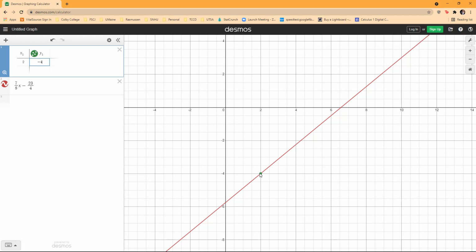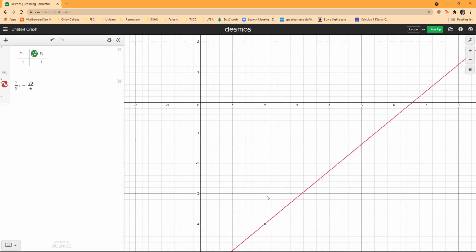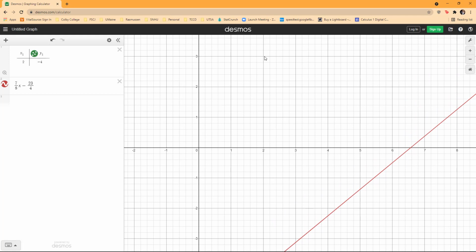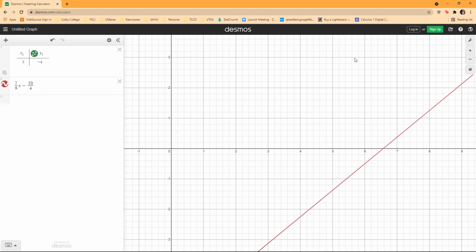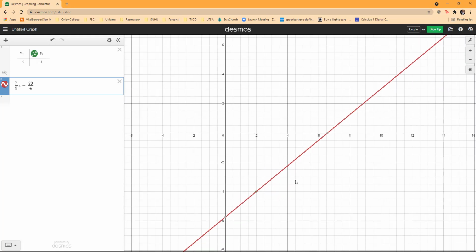That point better be on that line, right? Because if that point's not on that line, then we got a problem. Other things I could check, remember how the slope works? Go up 7 values. 1, 2, 3, 4, 5, 6, 7, and then go over 8. 1, 2, 3, 4, 5, 6, 7, 8, and look, I'm right there on the line. So that's why I like to graph these.